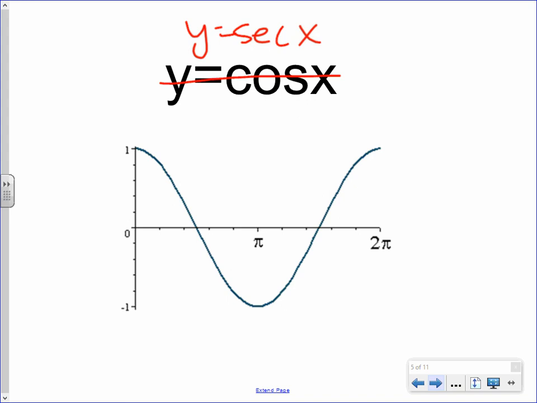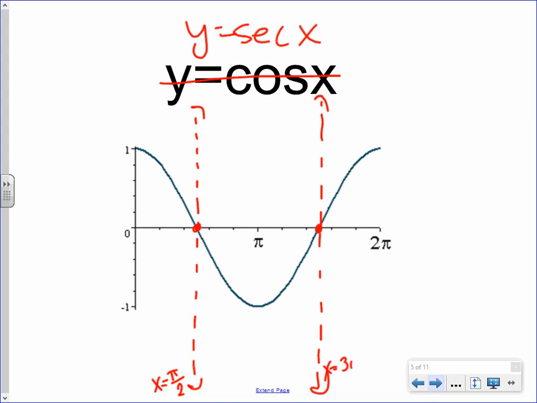The same thing is going to happen here. Wherever cosine is 0, when we take the reciprocal, we're going to get asymptotes. So for secant, the parent function at least, y equals secant of x, we are going to have asymptotes at x is pi over 2 and x is 3 pi over 2.